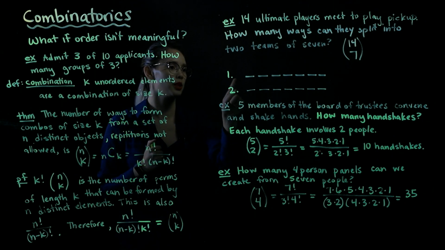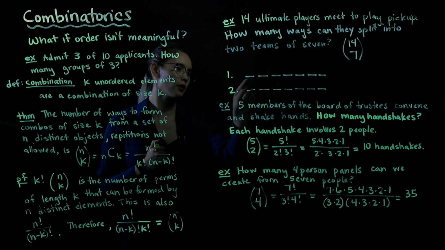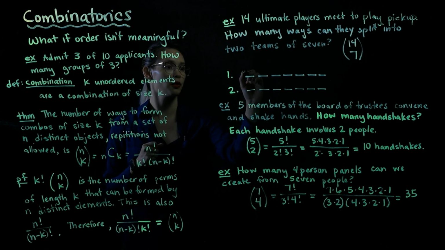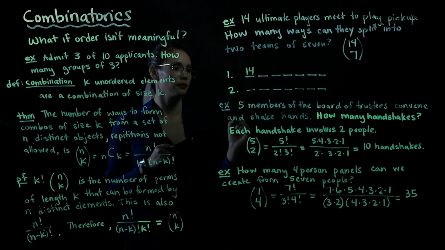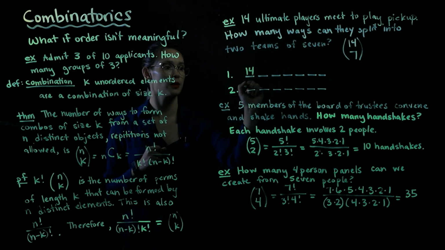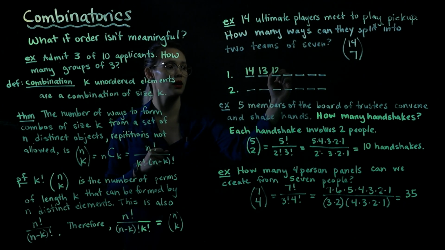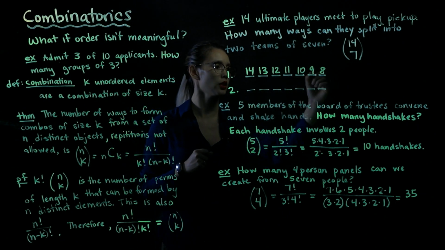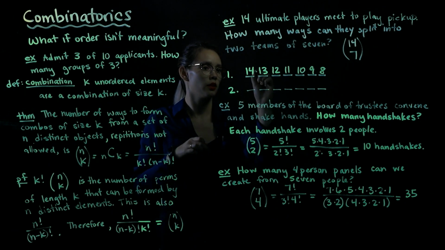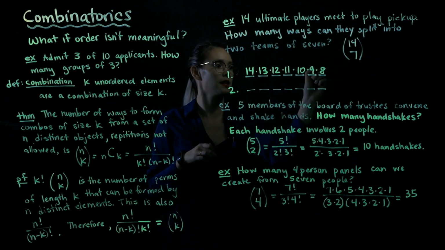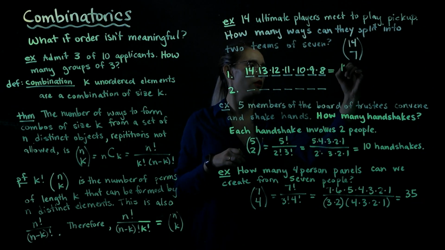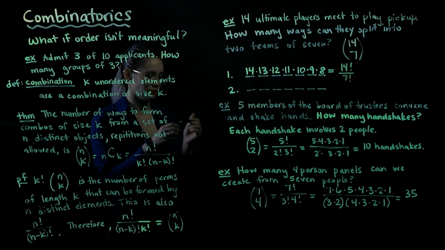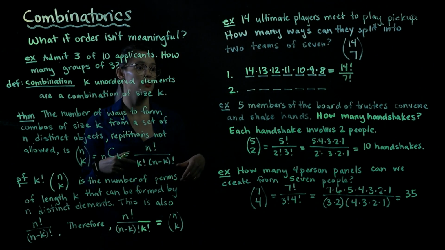So if we are filling up team 1 first, when we get to this very first slot, there are 14 different people we could choose from. Now we put one person into that first slot, we get to the second slot, there are 13 people to choose from. We get to the third slot, there's 12, 11, 10, 9, 8. So 14 times 13 times 12 times 11 times 10 times 9 times 8, that's equal to 14 factorial divided by 7 factorial. But that would be assuming that order does matter.